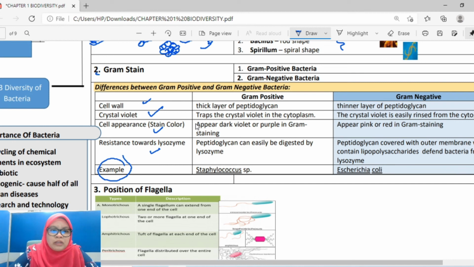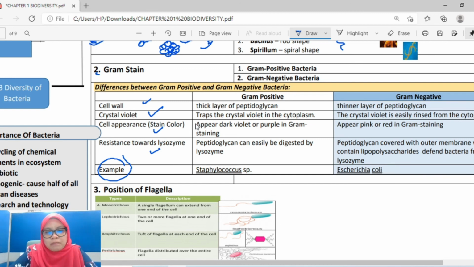So when we drop a crystal violet, what happens is in gram-positive bacteria, the crystal violet is trapped in the cytoplasm because dia ada thick peptidoglycan layer. Jadi bila kita rinse out the crystal violet tu tak boleh nak keluar untuk dicuci sepenuhnya sebab dia terperangkap dalam layer peptidoglycan itu. Okay, tapi compared to gram negative, peptidoglycan layer dia nipis.